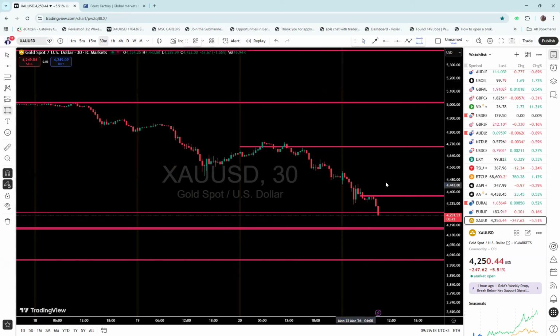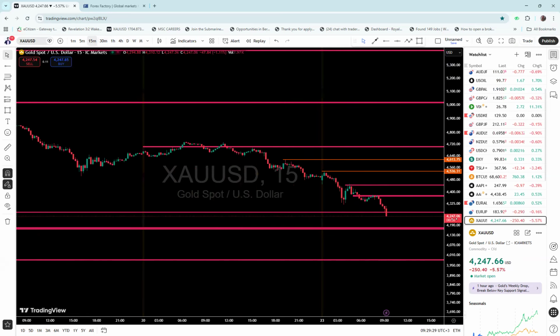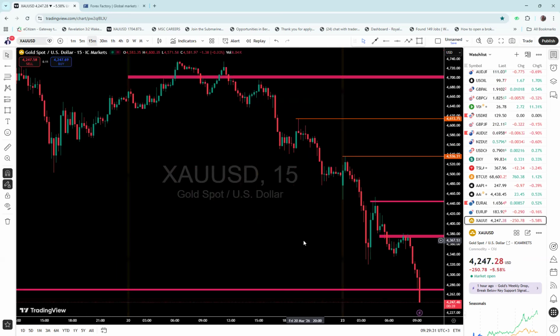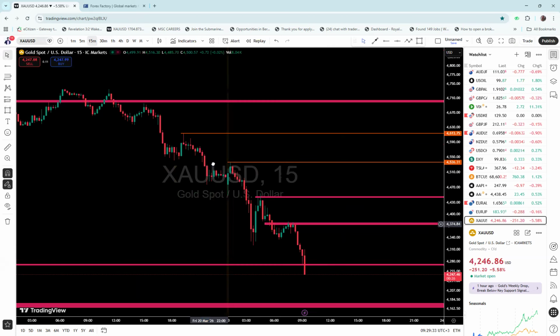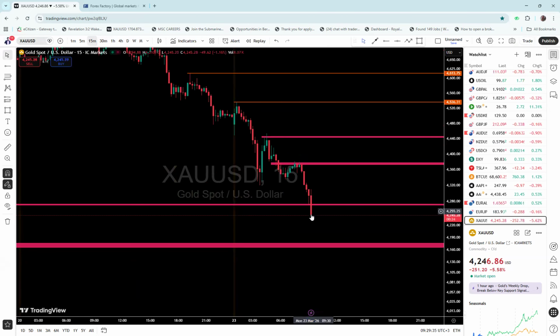Right, so we have this level, and I'm gonna mark them now with this. We got this, and we got this. Right, 15. Ooh, we could have caught this very well on 15 minutes. See the break over here? But then the problem is this could have been a very nice impulse entry though.